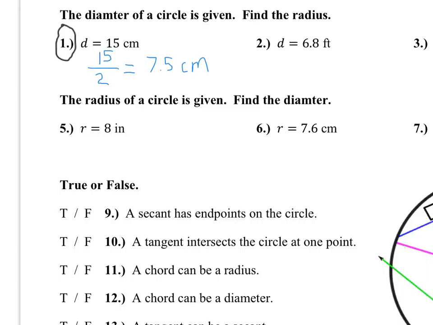Keeping that thinking in mind for problem number 5, now we know the radius is 8 and we want to find the diameter. So since the radius is half as long as the diameter, we need to multiply this number by 2. 8 times 2 is 16. So we know this diameter is 16 inches long.